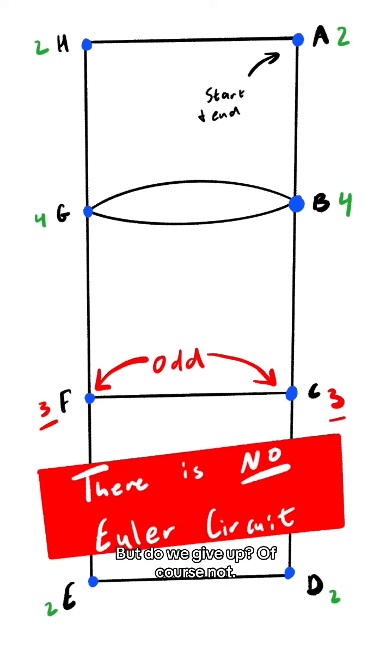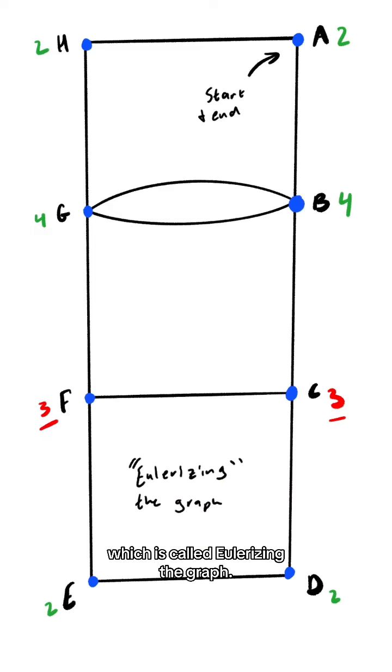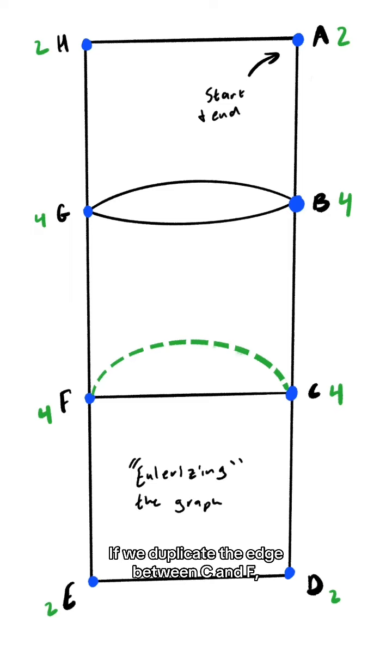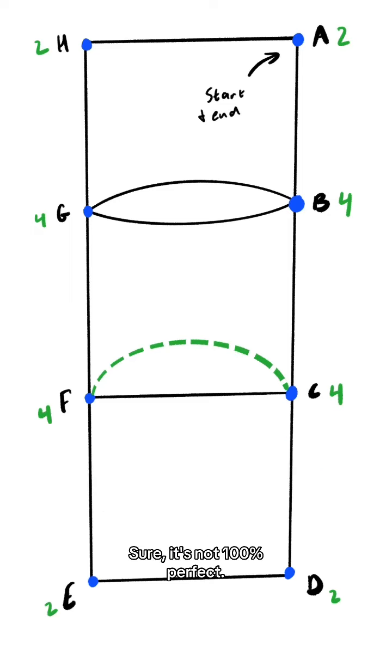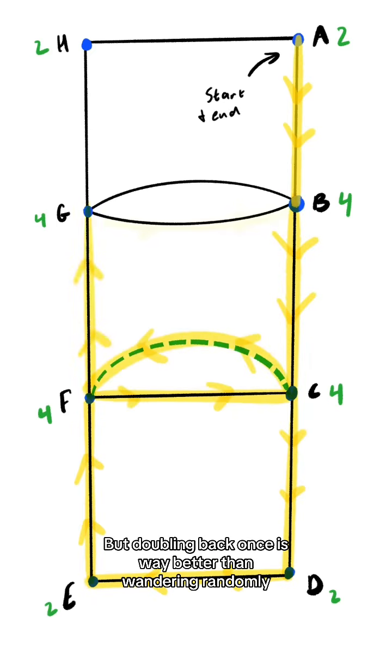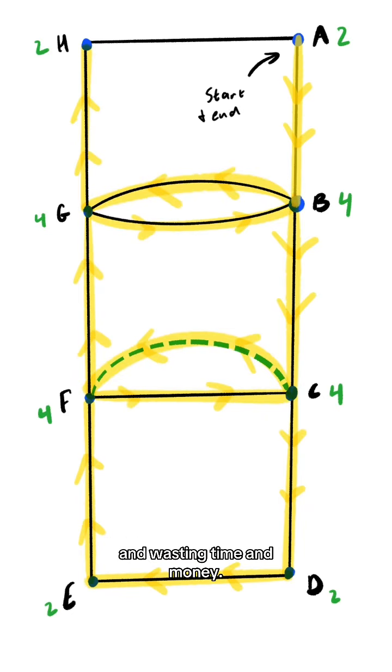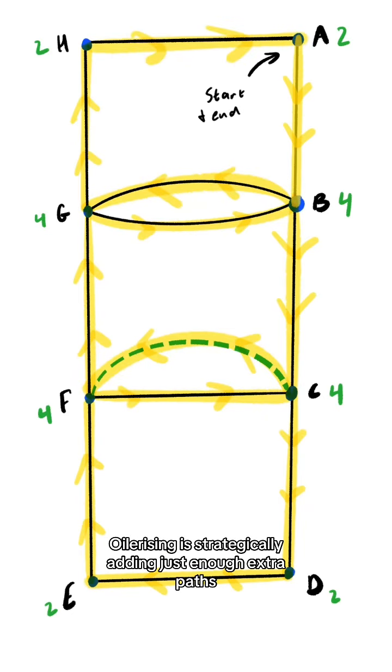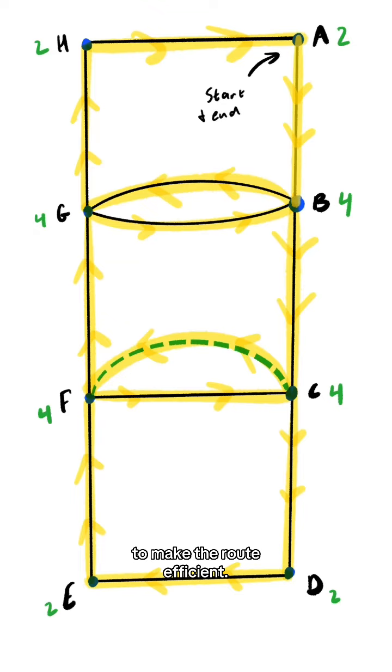Of course not. We can add extra edges to force the graph into compliance, which is called Eulerizing the graph. If we duplicate the edge between C and F, every vertex becomes even, and now we can find an Euler circuit. Sure, it's not 100% perfect. The mail carrier will have to retrace that one duplicated edge, but doubling back once is way better than wandering randomly and wasting time and money. Eulerizing is strategically adding just enough extra paths to make the route efficient.